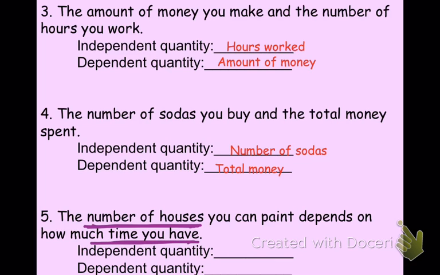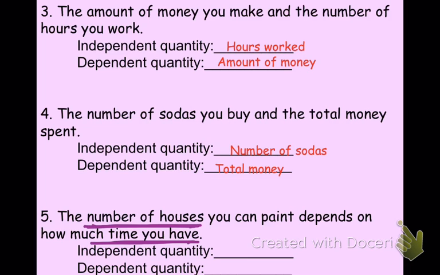So which one comes first? If I have 10 houses to paint, I can only paint 10 houses if I have a certain amount of time. I cannot just paint 10 houses and it's going to happen no matter what time. So if I have 5 hours, I can spend painting so many houses. So what comes first is time, because the more time I have, the more houses I can paint. So the number of houses depends based off of the time.